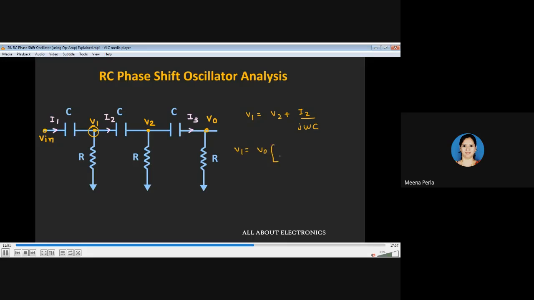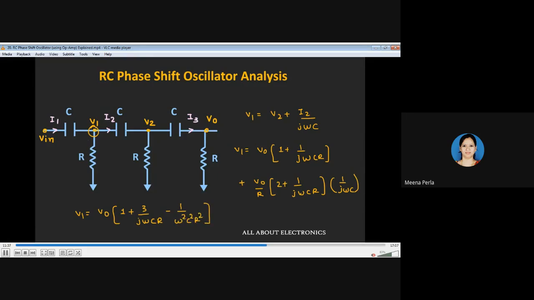So we can get V1 is equal to VO times 1 plus 1 by j omega CR, plus VO by R times 2 plus 1 upon j omega CR multiplied by 1 by j omega C. And if we solve this expression, then the value of V1 will be equal to VO times 1 plus 3 by j omega CR minus 1 by omega square C square R square.